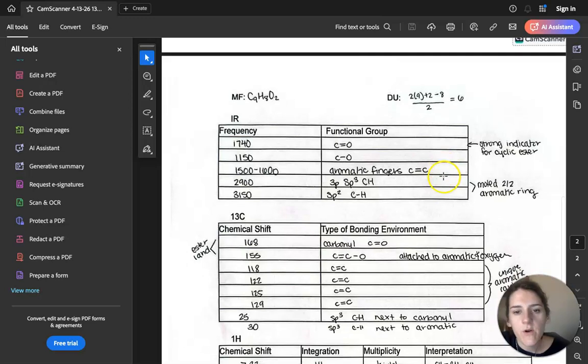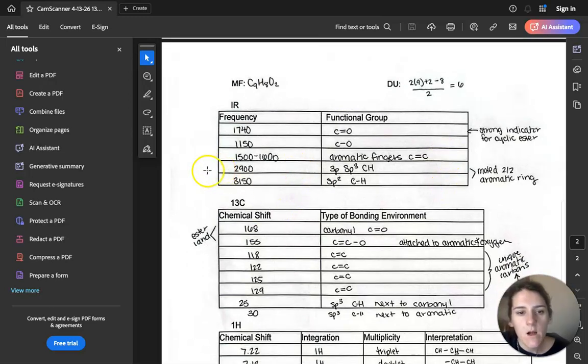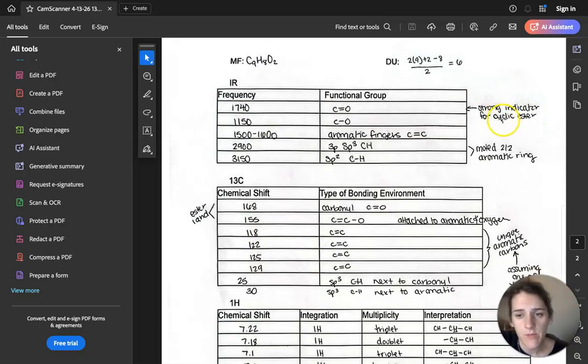All right, going back over our tables now. As I discussed, the IR at 1740, another thing I looked up while working through this, is a high indicator for a cyclic ester, because that's an ester region. Especially with the degrees of unsaturation, that would fit if I had another ring, like my benzene and a ring. So I went ahead and wrote that down.